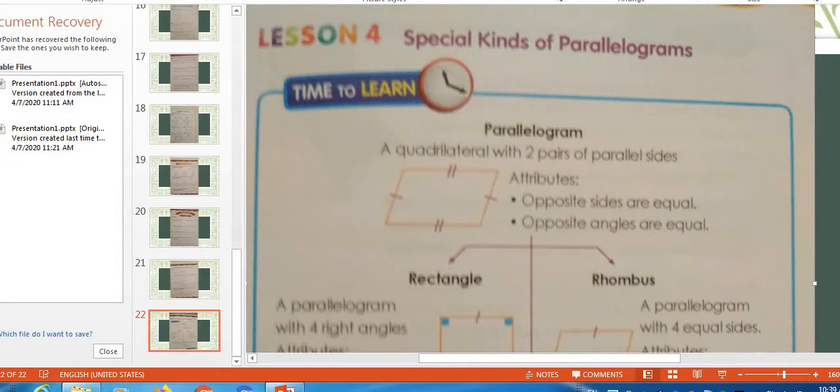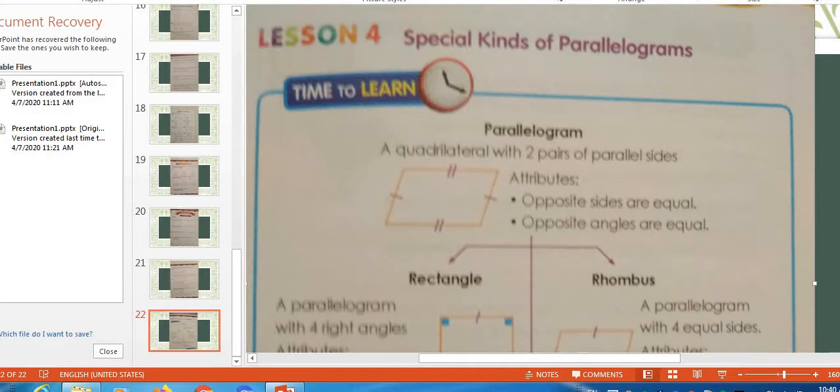In the last lesson, you have studied the attributes of different quadrilaterals. In this lesson, you will study a special kind of quadrilateral, which are parallelograms. How is it possible for a shape to fit into more than one category? Some quadrilaterals, like squares, rectangles, and rhombuses, may share some attributes but not all attributes.